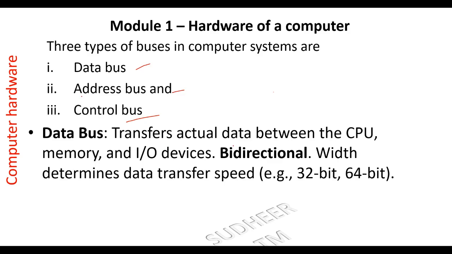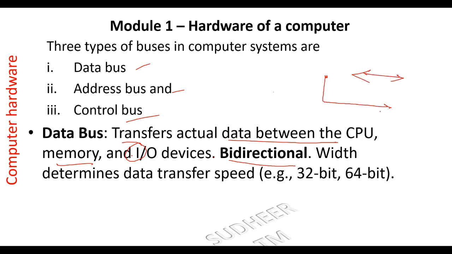So the data bus transfers actual data between the CPU, memory, CPU and memory, CPU and input device, or memory and input device, or memory and output device, or input device to output device, depending. Okay, so that is the role of the data bus, and it is bidirectional. What do you mean by that? Bidirectional. Data will flow in both directions.